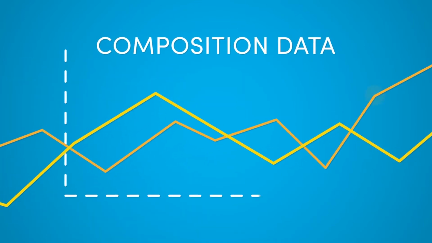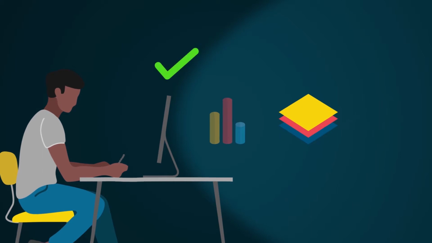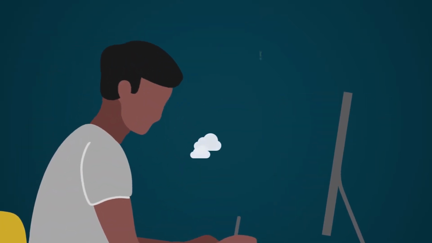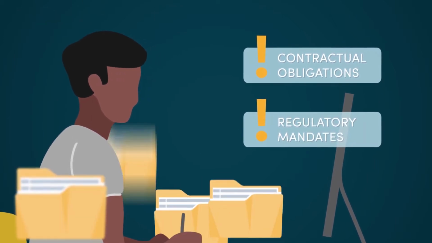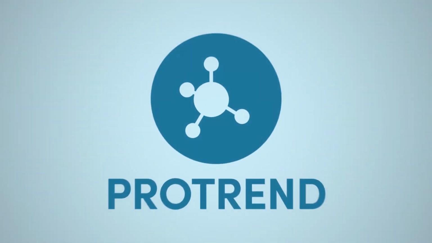Composition data is a vital part of allocation and revenue accounting. Ensuring that data is up to date and validating it to make sure it's right is time-consuming. This challenge, coupled with your contractual obligations and regulatory mandates, increases your workload, your costs, and the probabilities of error. This is where ProTrend comes in.